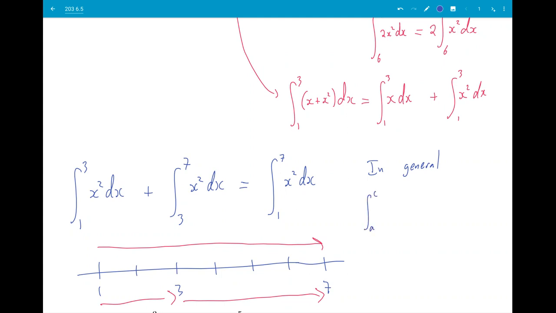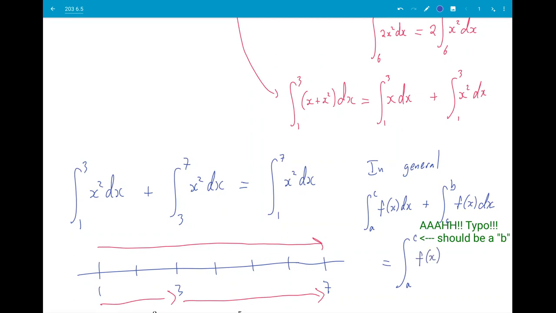If you go from A to C of f of x dx, plus the integral from C to B of f of x dx, that's going to equal the integral from A to B of f of x dx. Okay, pause and copy that. I want to say a few more things. So in general, pause and copy.